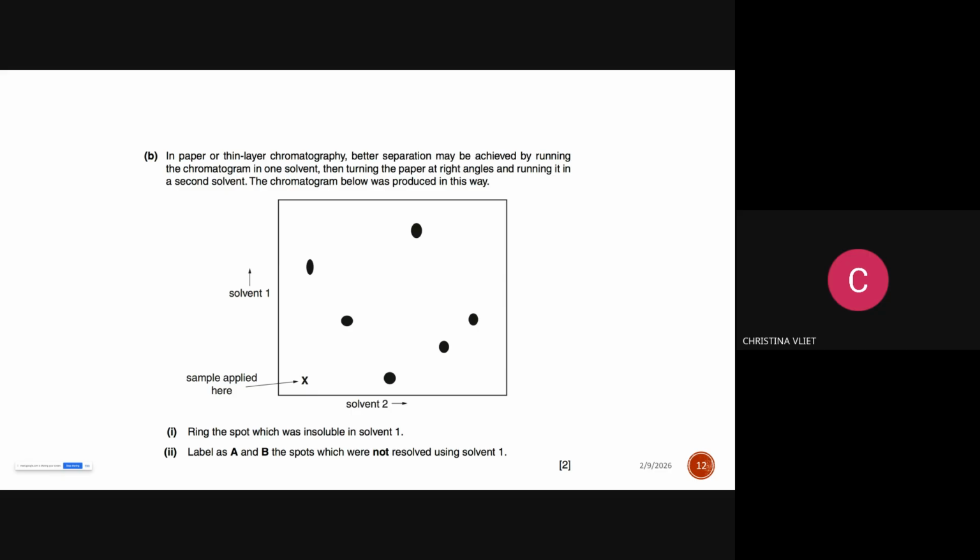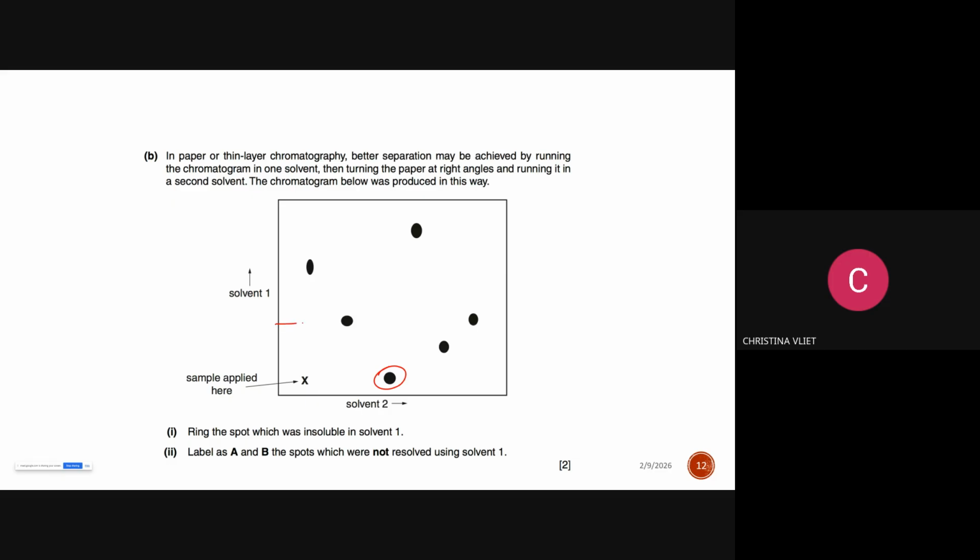Which spot would it be? Yes. So it says ring the spot. That's the spot that did not move with solvent 1, because this is where the sample was applied, and it's still there. Now, label A and B as spots that were not resolved with solvent 1, but they were resolved in solvent 2. They moved differently in solvent 2.